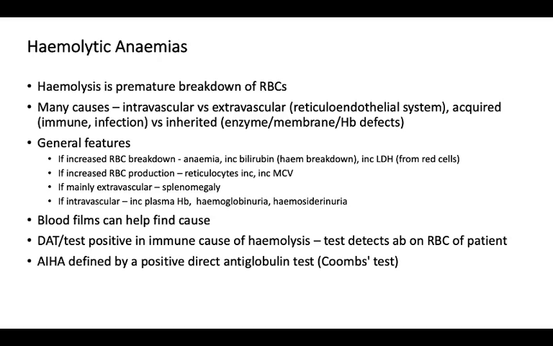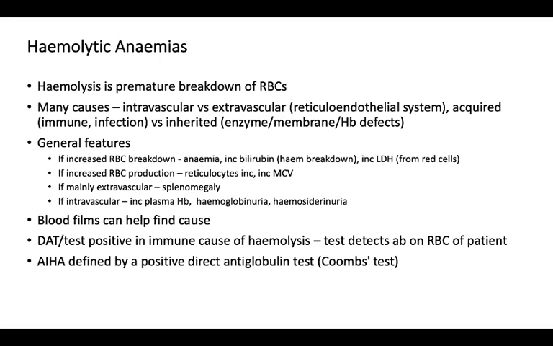If you are having increased red blood cell breakdown due to hemolysis, you might then develop an anemia, obviously. You can have an increased bilirubin as a result of excessive heme breakdown. You can also have increased lactate dehydrogenase, which is released from red blood cells when they hemolyze. If there is increased red blood cell breakdown, you might then go on to have increased red blood cell production, in which case you might get increased reticulocytes and therefore an increased mean cell volume.